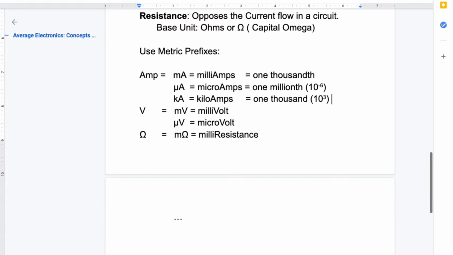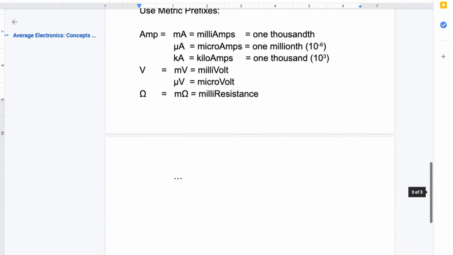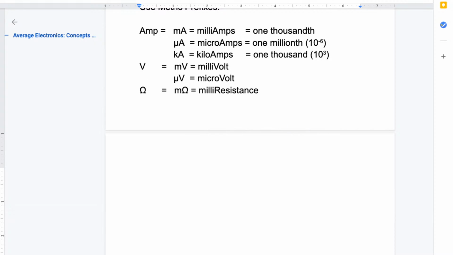And the same goes for the rest of these. The math will always work out, whether it's a volt, a resistance, or an amp. It's always you've got your milliamps, a thousandth, a millionth, and a thousand, which is 10 to the third, and yeah, neat.